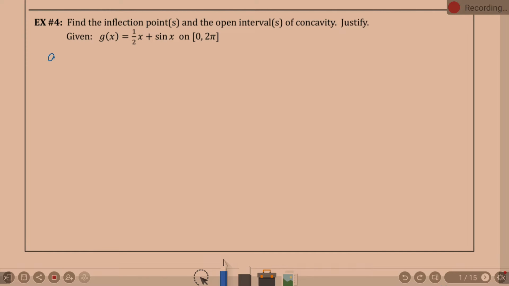So, first derivative is 1/2 plus cosine x. Second derivative is negative sine x. Okay. Now, in order to find our critical values of the second derivative, we're going to set this equal to 0. So we want to know, when does negative sine x equal 0?